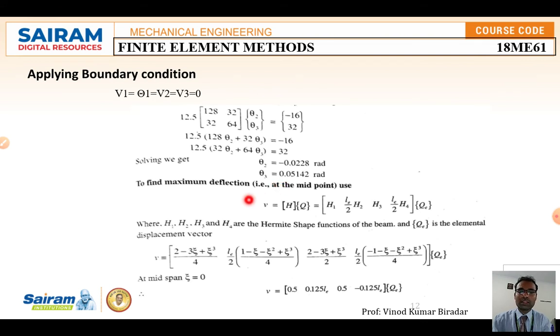Okay, so they are also asking to calculate the maximum deflection, which means we have the formula already. V is equal to H into Q, where H is the Hermite shape function, whose values you have to note down here, and zeta is equal to 0, substitute in this equation. We already calculated the displacement values also. So substitute in this equation and you are going to get the maximum deflection at midspan is equal to 0.5, 0.125 length LE, so 0.5 minus 0.125.